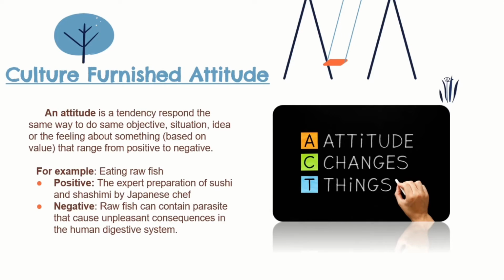So for the negative perspective, it said that raw fish can contain parasites that cause unpleasant consequences in the human digestive system. So you can hold both attitudes at the same time. If you do, you would probably value both fine eating experiences and physical health. So attitudes are based on beliefs as well as on values.